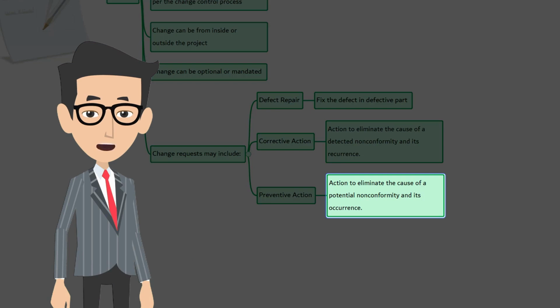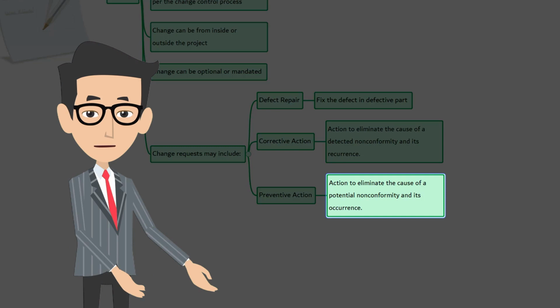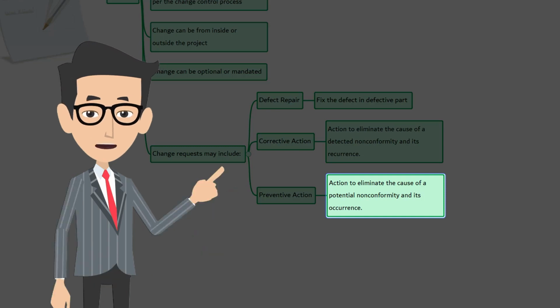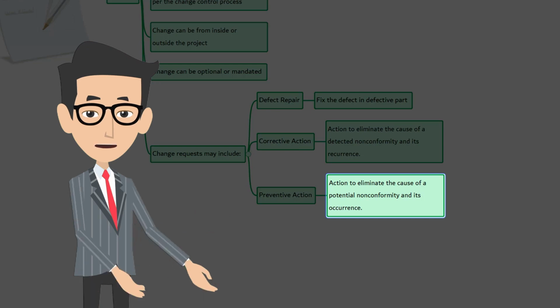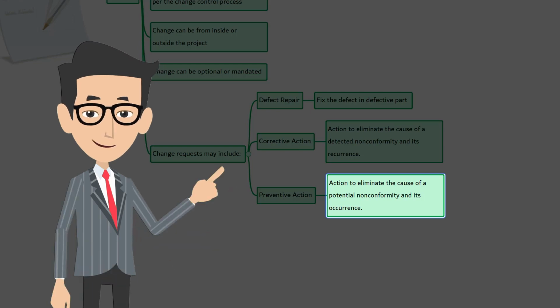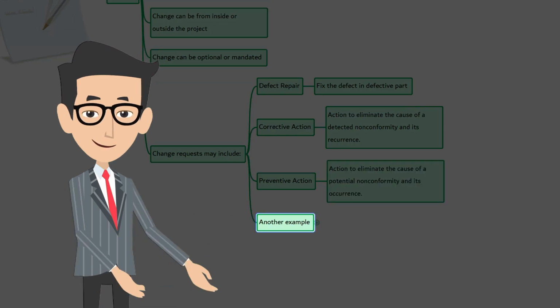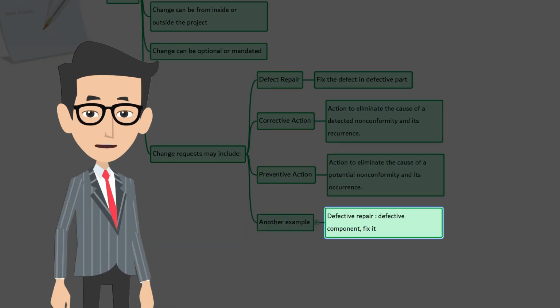That's the big difference between corrective action and preventive action. In corrective action, after the defect occurred, you go back to the root cause and fix it. But in preventive action, you eliminate the potential cause of non-conformity and its occurrence in advance. Remember, preventive action is a proactive process. Let's look at another example. In one of the manufacturing lines, a component had a defect. You fixed it and you delivered it. This is defect repair. There is nothing new here.